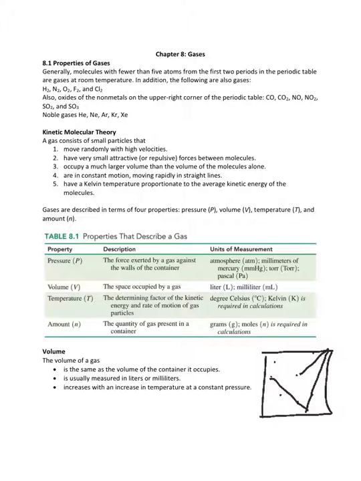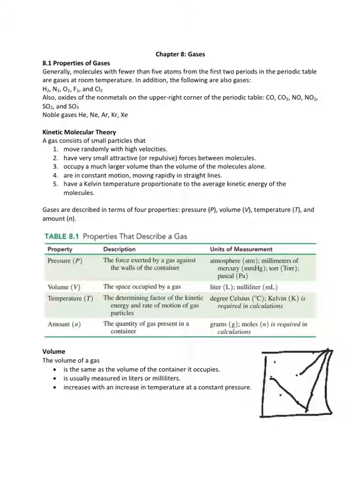So number 5 said we have a Kelvin temperature proportionate to the average kinetic energy of the molecules. Anybody remember what kinetic energy is? The energy of motion. So what number 5 is saying is that the higher the temperature, the higher the kinetic energy of the molecules. Or the higher the temperature, the faster the molecules are moving. The lower the temperature, the slower the molecules are moving. So that is number 5 broken down into easier to understand terms.